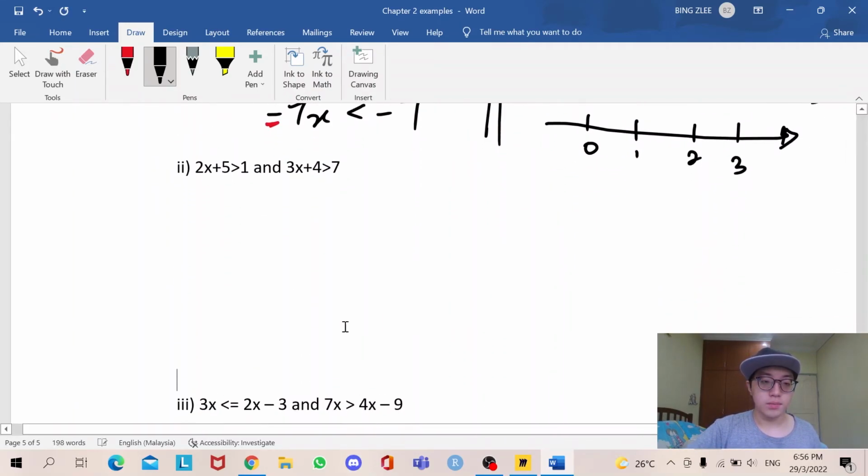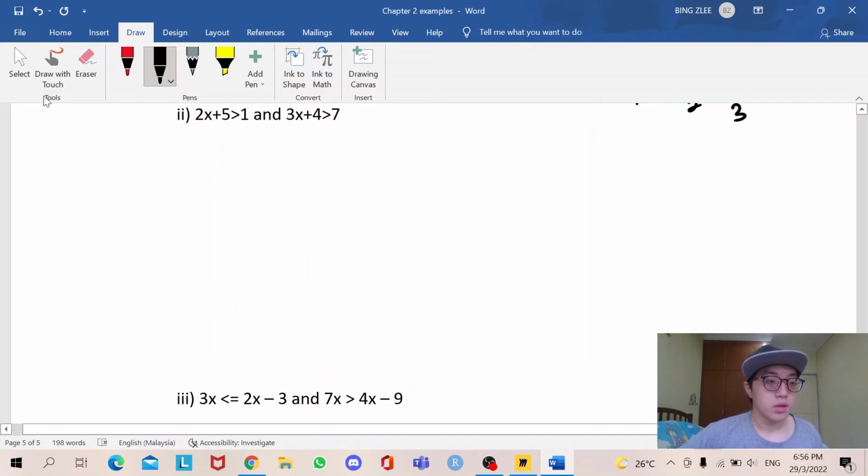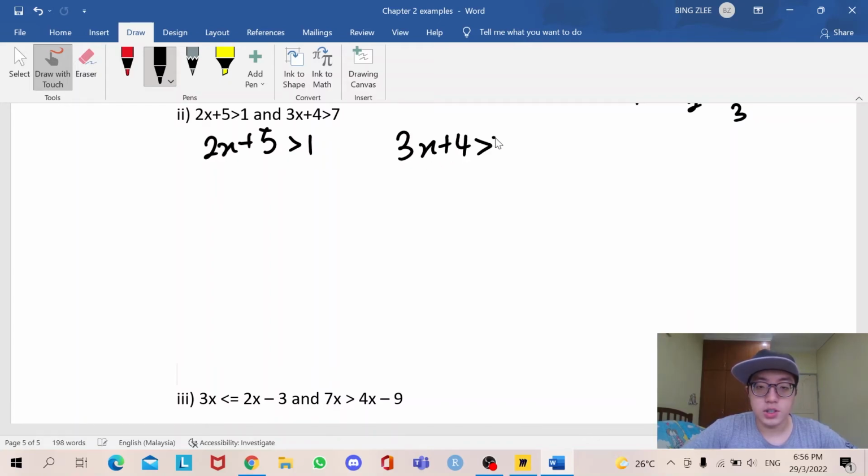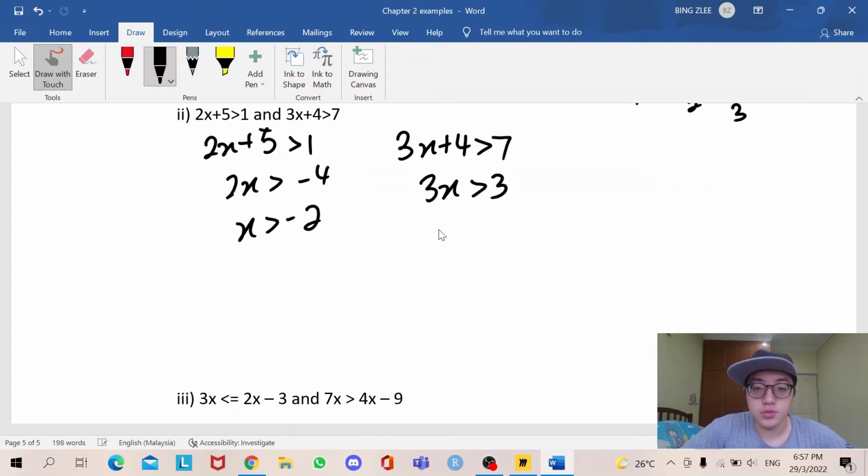All right, the second one. Let's do the second one. 2x plus 5 is larger than 1, and 3x plus 4 is larger than 7. So from here, we will solve that this equals negative 4, x is larger than negative 2. And from here, we get that 3x is larger than 3 and x is larger than 1.